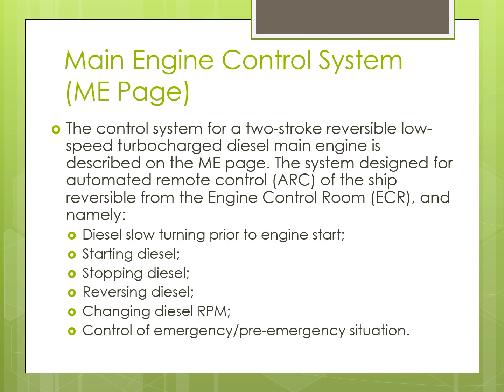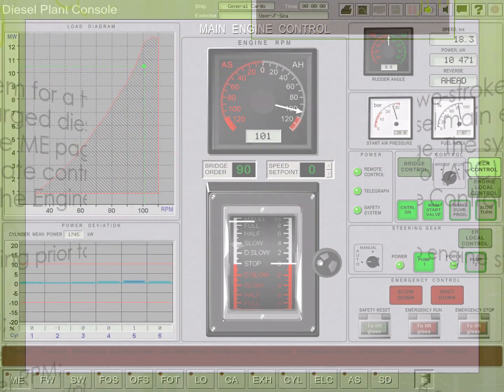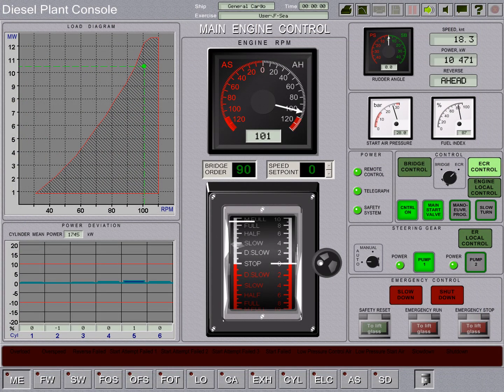Main Engine Control System. The control system for a two-stroke reversible low-speed turbocharged diesel main engine is described on the ME page. The system is designed for automated remote control of the ship's reversible engine from the engine control room, namely diesel slow turning prior to engine start, starting, stopping, reversing, changing RPM and control of emergency or pre-emergency situations. Main Engine Control System, ME page.